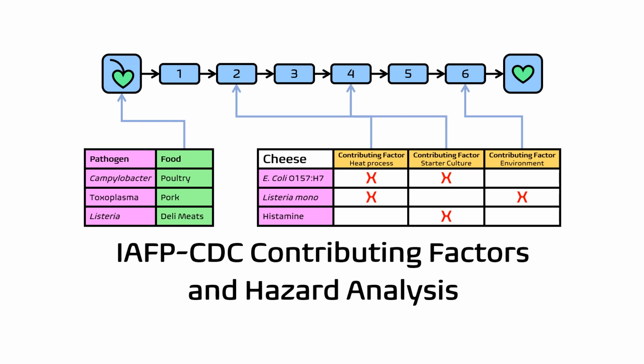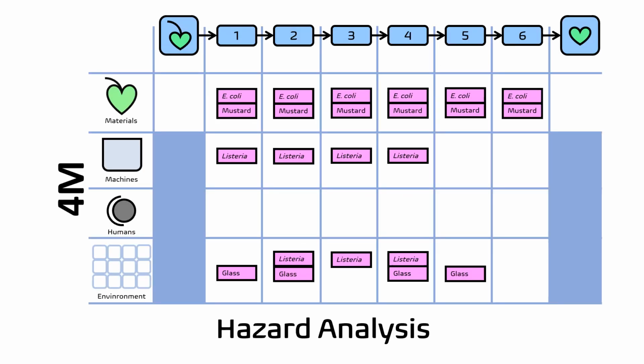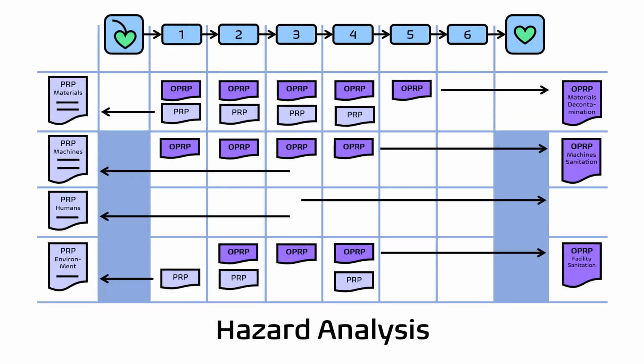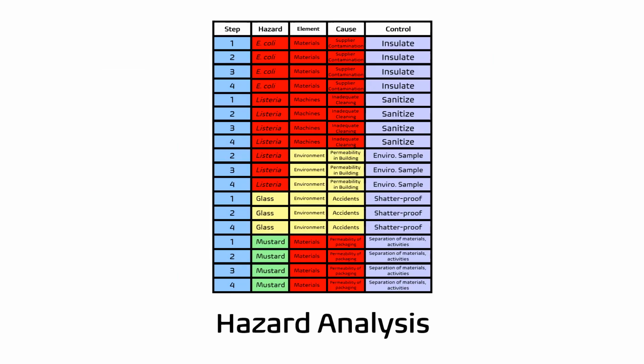Some tools like the IAFP-CDC contributing factors were initially created by epidemiologists to assist in developing HACCP plans. The knowledge collected in these tables can provide a good start. Managing the pairs of hazards and steps can be further facilitated by identifying at which work element they occur. Identifying work elements can ease redistributing the controls after the risk analysis is completed. The team may decide to control some hazards with simple PRPs and others with operational PRPs.